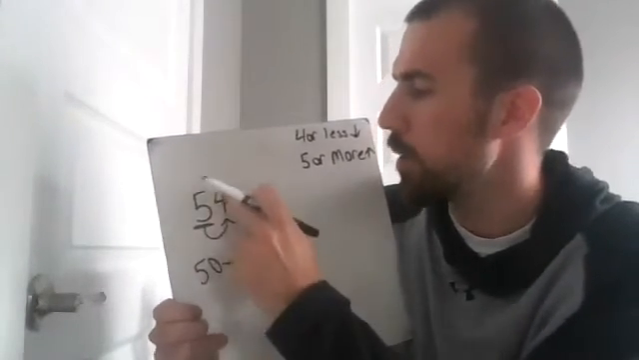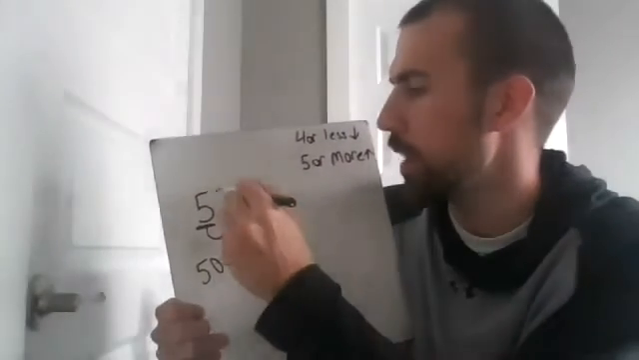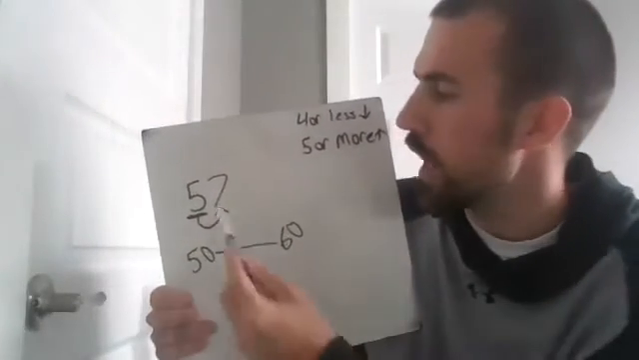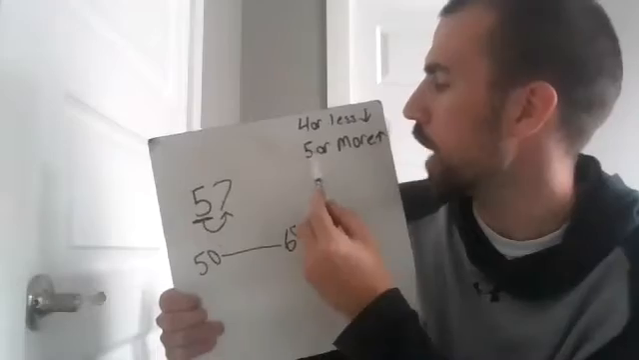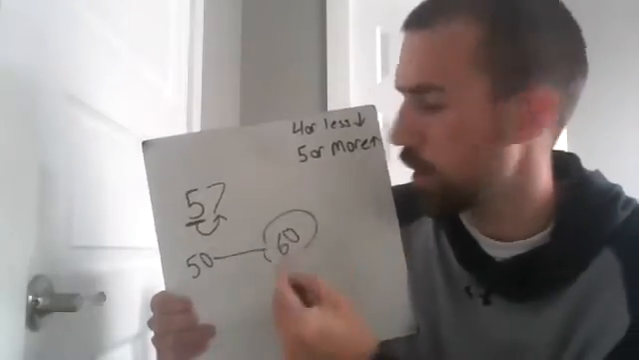Now I'm going to erase that quick and make this a 7. If we looked at the ones, 7 is 5 or more, telling us to go up. We go up to 60.